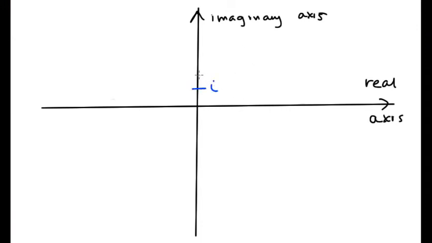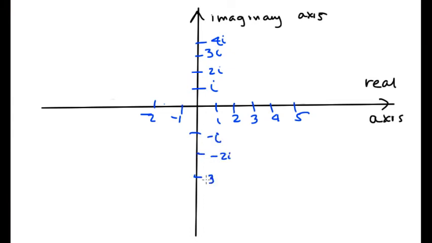Anyway, we're going to count by i's here: i, 2i, 3i, 4i. Real numbers here: 1, 2, 3, 4, 5, and so on. Negative 1, negative 2, you get the point. Negative i, negative 2i, negative 3i. So if I wanted to graph negative 2 plus 4i, negative 2 here, 4i there. Boom, that's your point: negative 2 plus 4i on the real/imaginary coordinate plane.